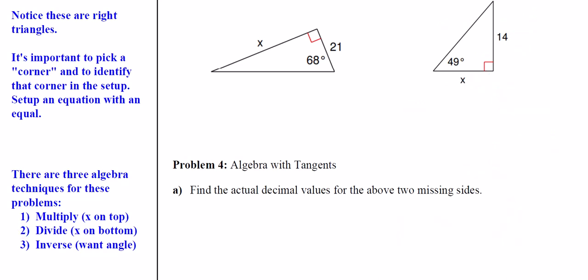Now you're going to want to add to your notes that these two techniques find you a side. Both of these find you a side. So if you're looking for the side, x, you're going to do one of those two based on the setup that you have of your opposite and your adjacent. This last technique is only used if you want to find the angle.